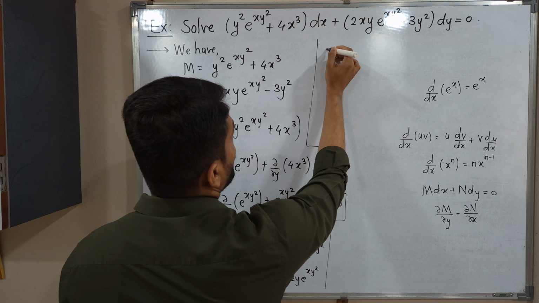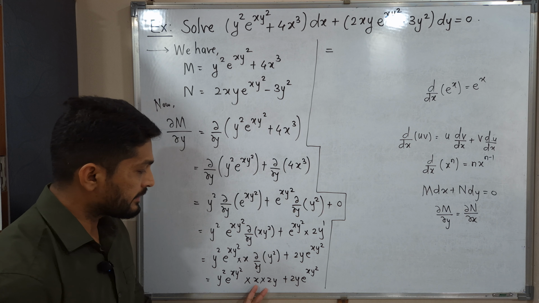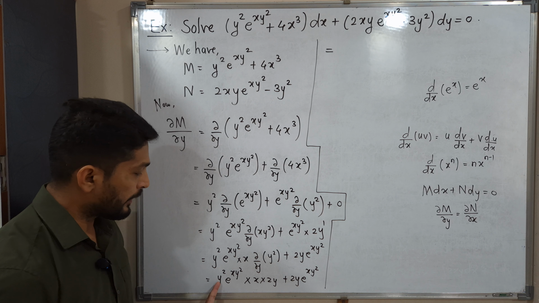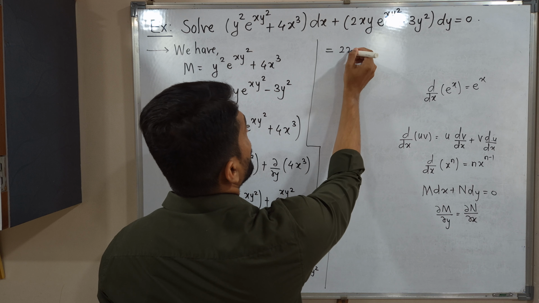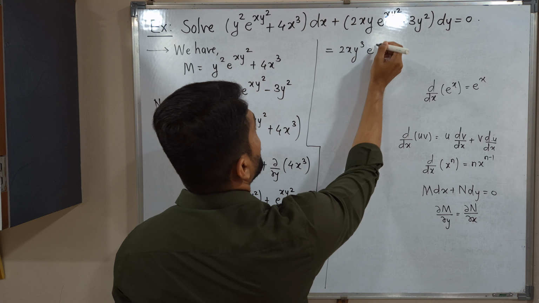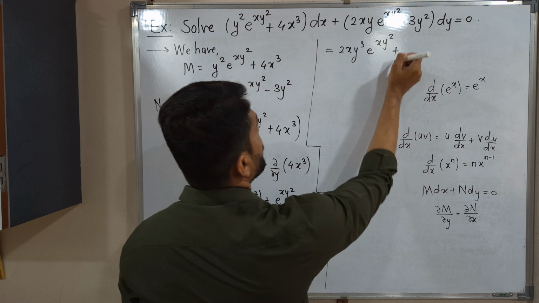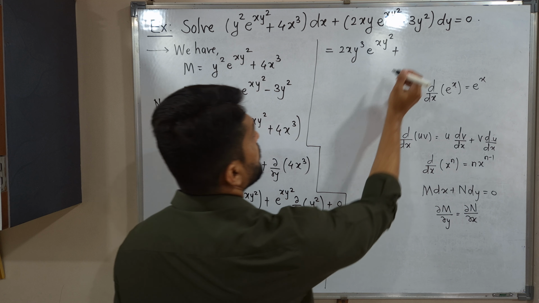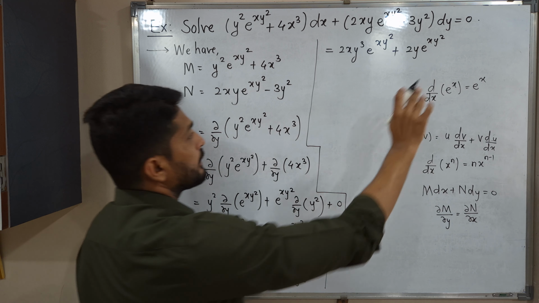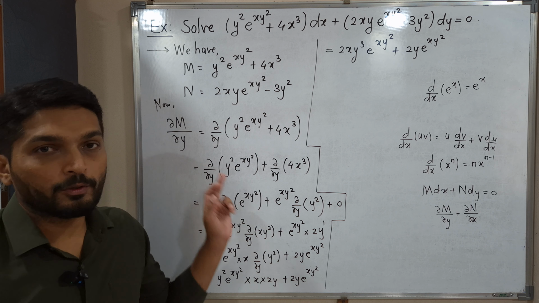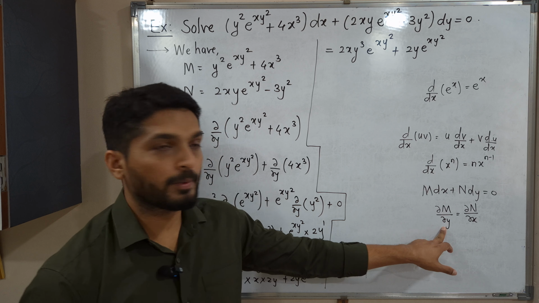So this is equal to, let us take the product and write it in a simple way. 2y into this y square, you will get y cube, and this x is also there. So 2xy cube e raised to xy square plus, on this side, we have 2y e raised to xy square. So finally we got the derivative of M with respect to y.